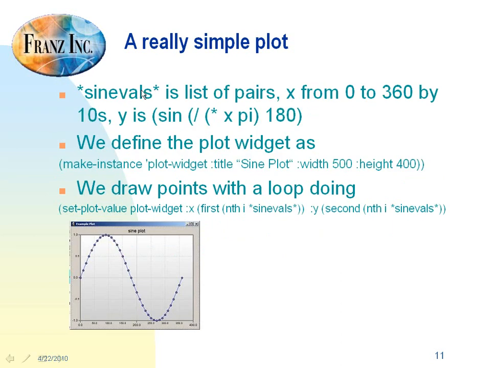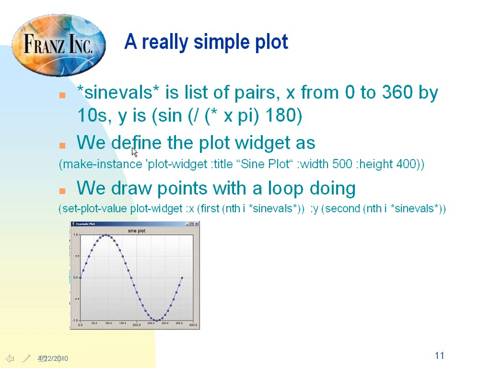We have a variable which is a list of pairs, x running from 0 to 360 in tens, and y is the sine of x. We have to convert x in degrees, so we convert it to radians by multiplying by pi and dividing by 180, and so y is the sine of the angle x.